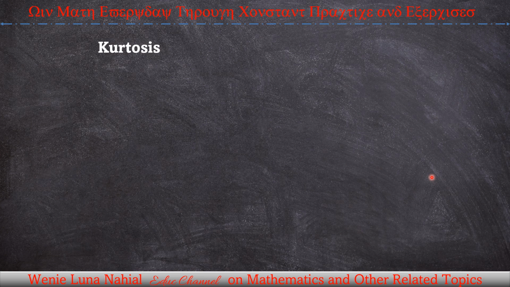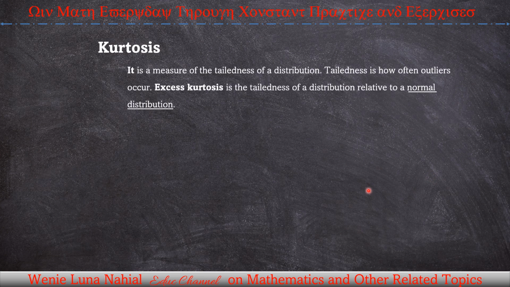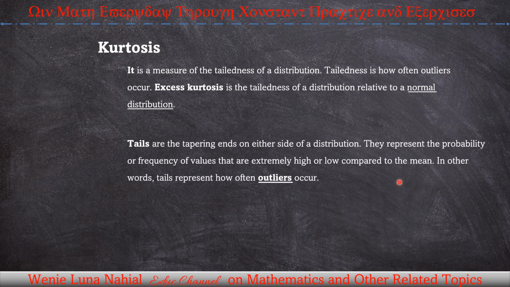Now, let's come to kurtosis. It is a measure of the tailedness of a distribution. Tailedness is how often outliers occur. Excess kurtosis is the tailedness of a distribution relative to a normal distribution. Tails are the tapering ends on either side of a distribution. They represent the probability or frequency of values that are extremely high or low compared to the mean. In other words, tails represent how often outliers occur.